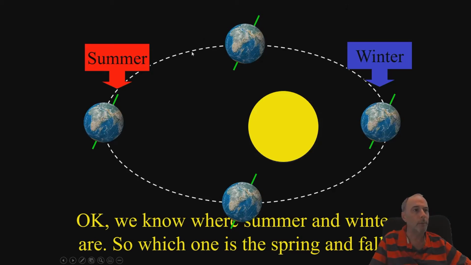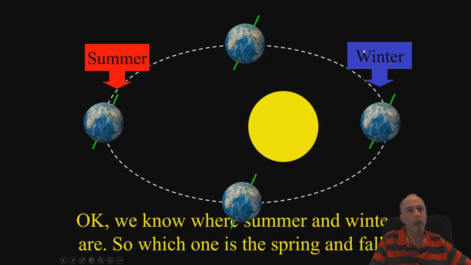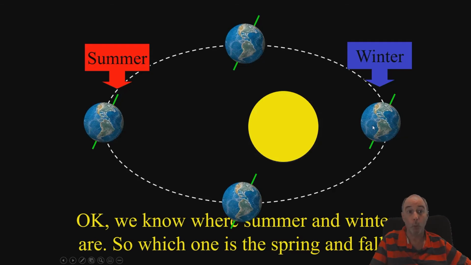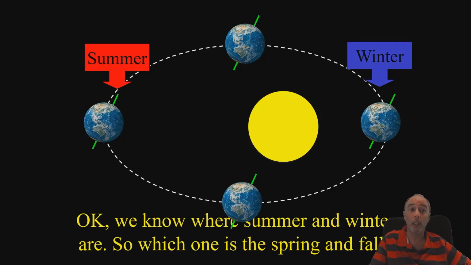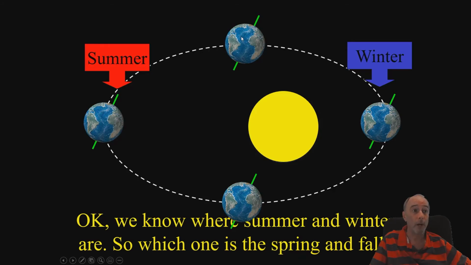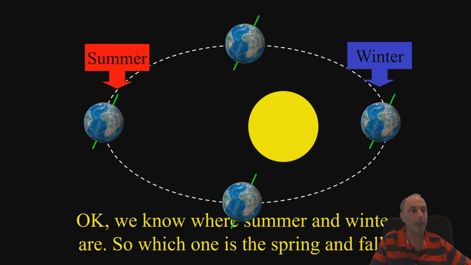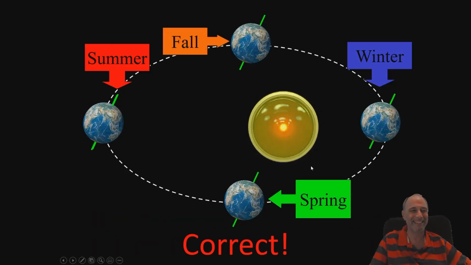Well, let's see. We've been going around the sun this way, right? So if I'm traveling this way and this is summer, and I'm going this way, and winter's over here, this is going to be the fall. So summer, fall, winter, what comes after winter? Yes, the spring. Very good.